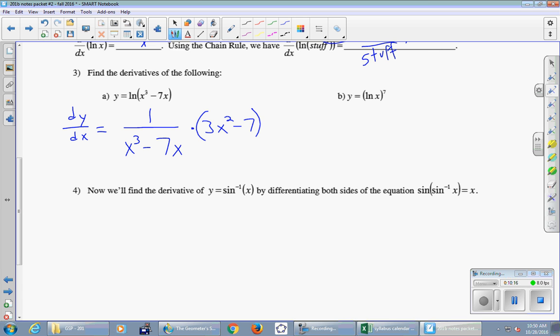Okay, and then we can go to Jarrett's answer here: 3x squared minus 7 on top, and then x cubed minus 7x on the bottom. Questions on that one?